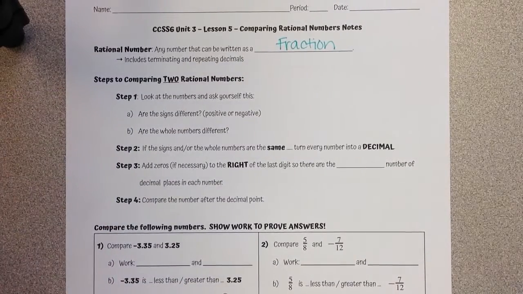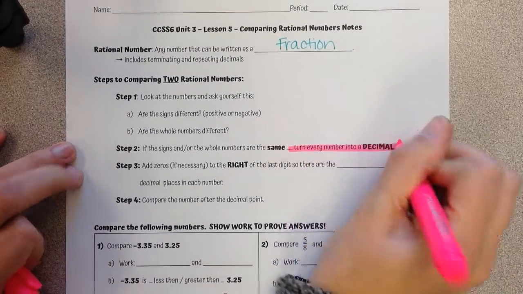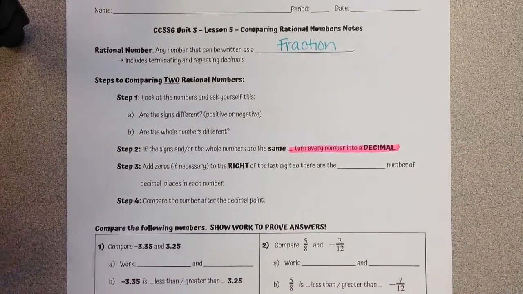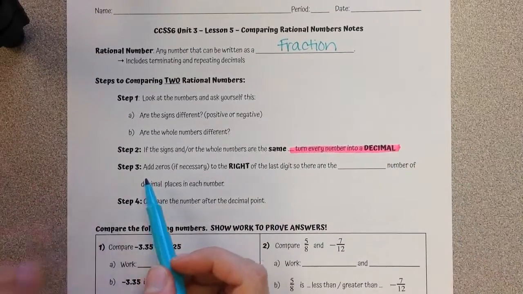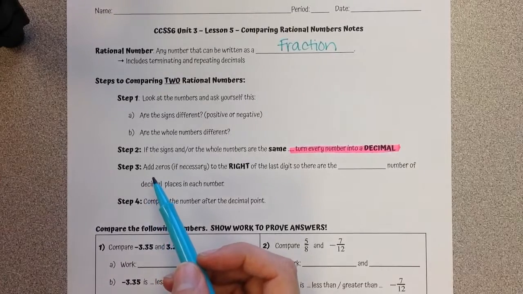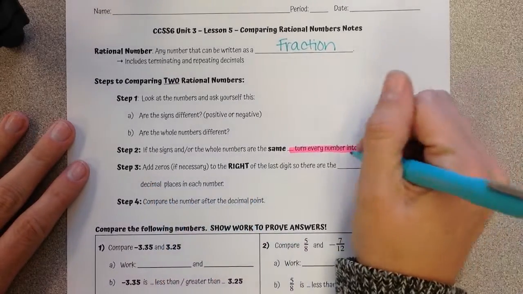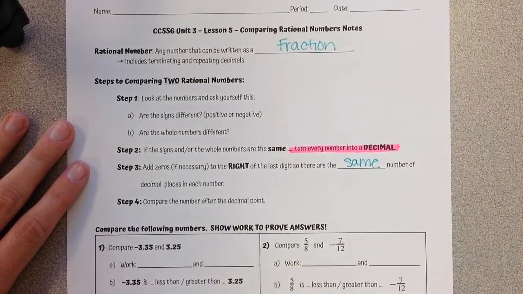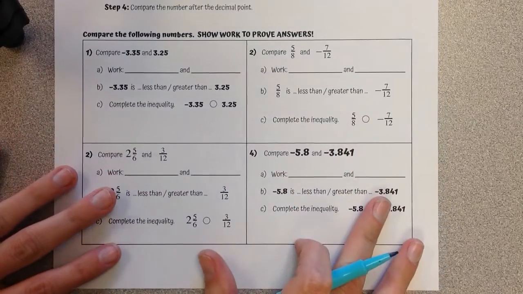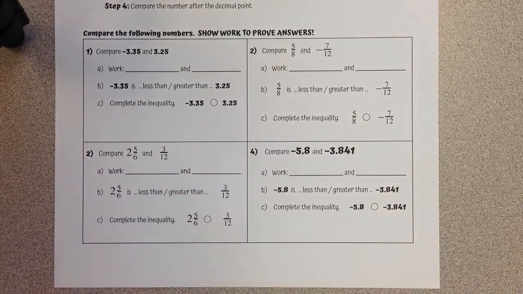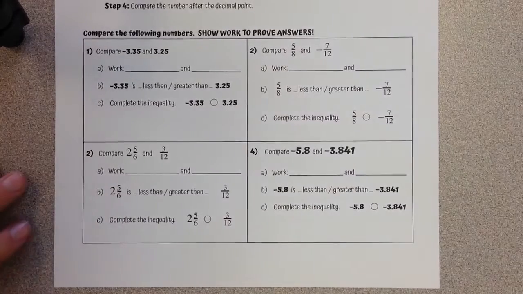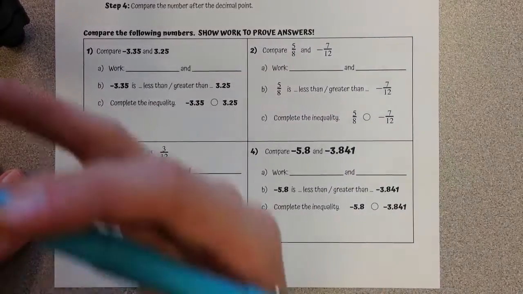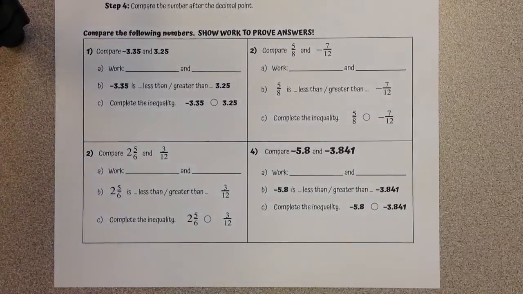If the signs and the whole numbers are the same, we're going to turn every number into a decimal. Once we turn it into a decimal, if they don't have the same number of decimal values, we need to add zeros to the right of the last digit so there are the same number of decimal places in each number. After that, we can compare. So, compare the following numbers and show work to prove answers. Even for some of those that you don't actually need to do calculations for, we want you showing or explaining why one is greater than the other or equal to the other, okay?